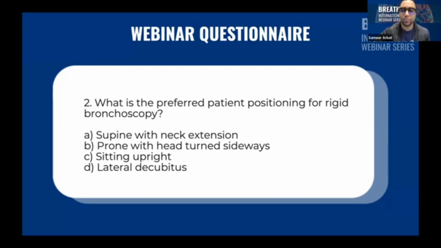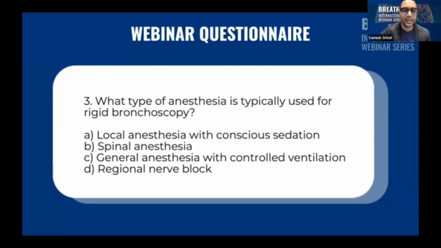I request the technical team to put the voting pad live for question number 3. The third question is, what type of anesthesia is typically used for rigid bronchoscopy? Is it A, local anesthesia with conscious sedation? B, spinal anesthesia? C, general anesthesia with controlled ventilation? Or D, regional nerve block?